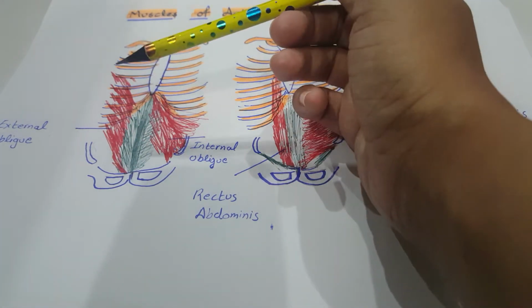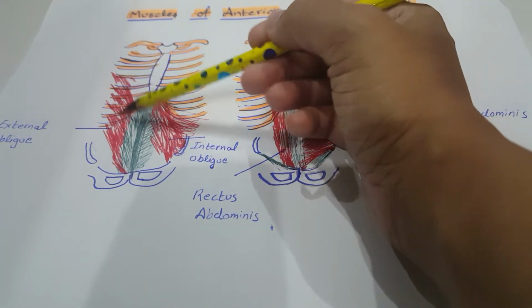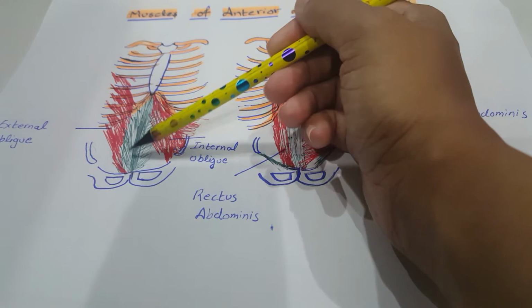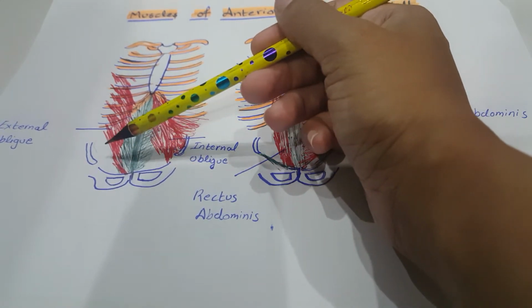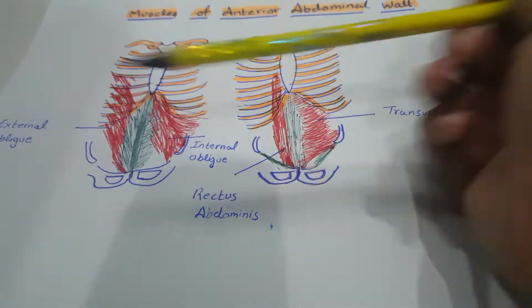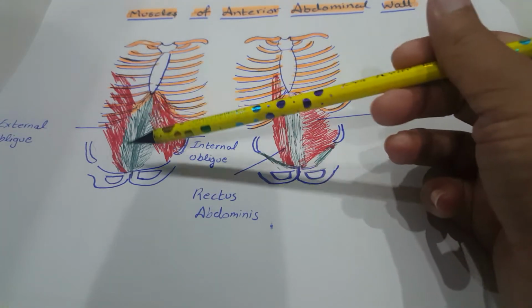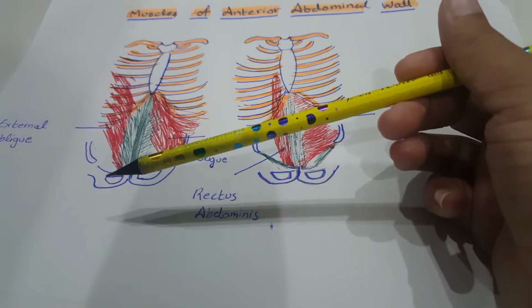So external oblique muscle that originates from lower 8 rib is inserted on the linea alba, pubic crest, pectineal line, and the iliac crest. External oblique muscle is innervated by lower 6 thoracic nerves.